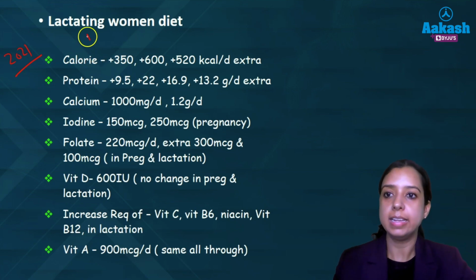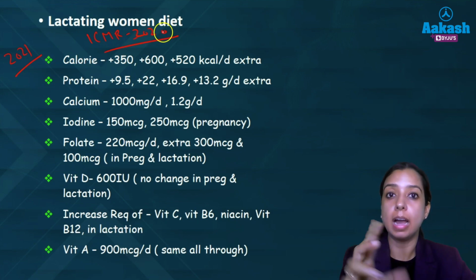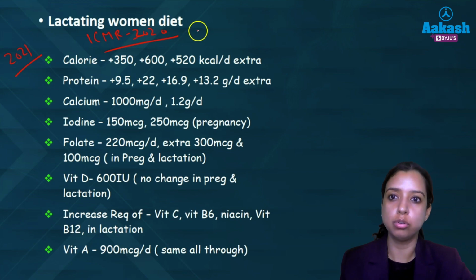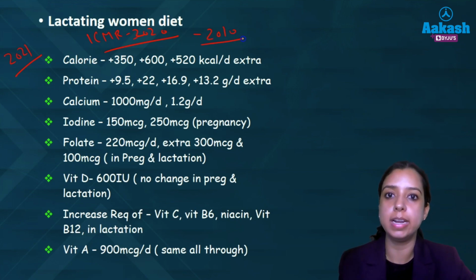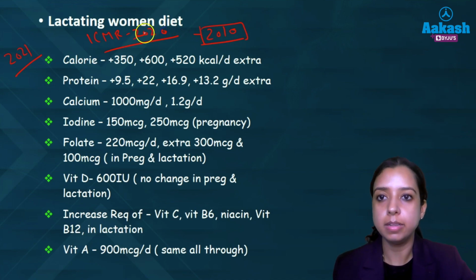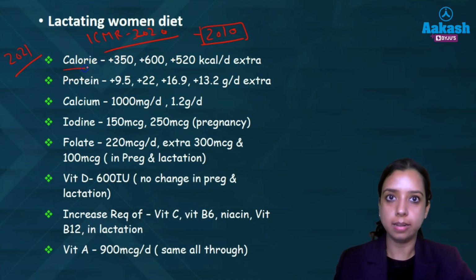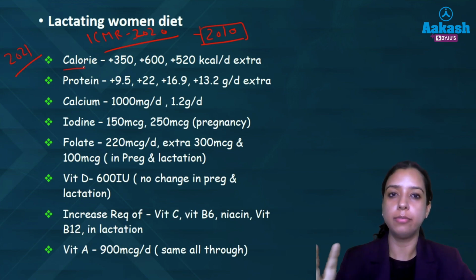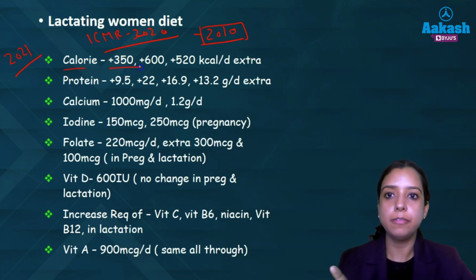So these are the ICMR 2020 guidelines. ICMR made little changes in the RDA values of these nutrients, which you should know. So they are different from the earlier guideline of 2010. You might find different values in the 2010 table. The 2020 table is the recent one. If we talk about calories, whatever the RDA for an adult woman, you add 350 kilocalories a day when the woman is pregnant. And it increases to 600 in the first 6 months post-delivery and to 520 after 6 months.